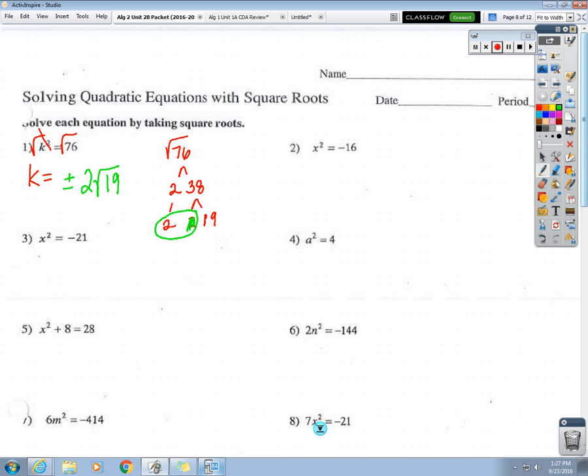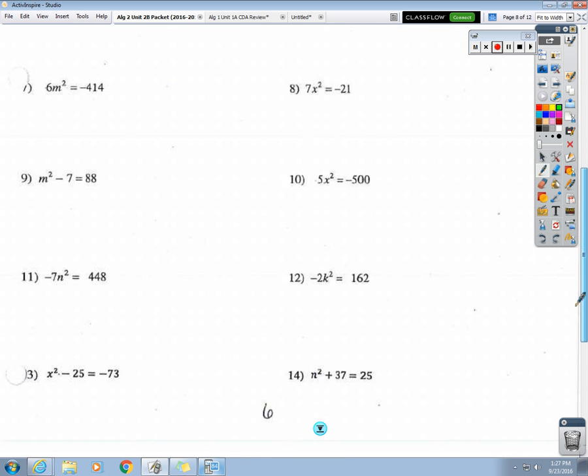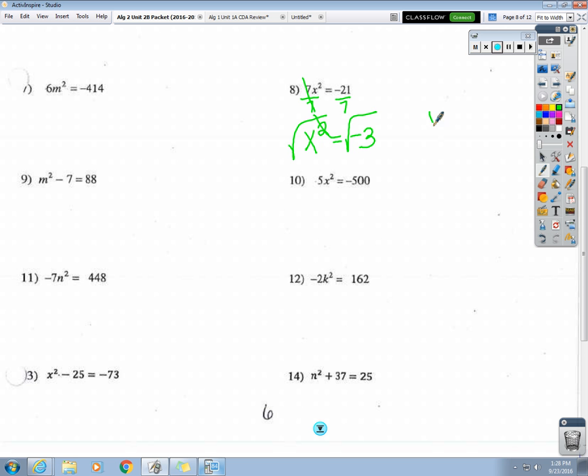Okay, number 8. What do I do first on number 8? Divide by the 7. So x squared equals, now to isolate the x, what do I do? So x equals, can you factor tree 3? No, it's a prime number, so it'll stay inside. But the negative will become an i, and you can't forget your plus or minus.